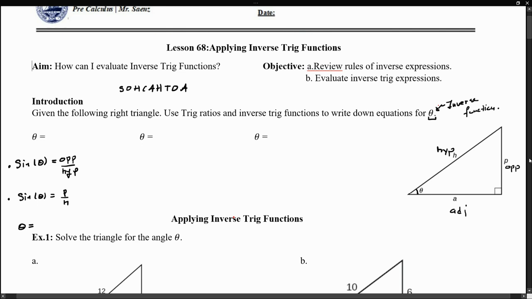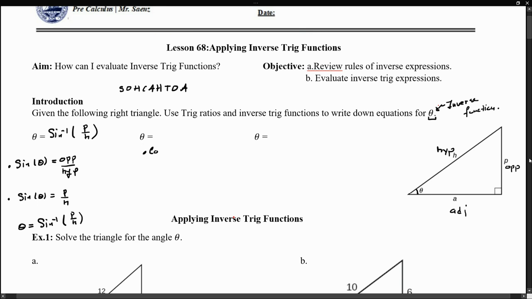So that implies that the angle is equivalent to the inverse sine evaluated at P over H. But now let's try to understand what this is saying. If I take the sine of an angle, that's equivalent to a ratio. So if I take the inverse sine of that ratio, that should give me my angle back. So in this case, we have properly defined one way that we can use to define theta. But we can define theta different ways. What's another way that we can define theta?